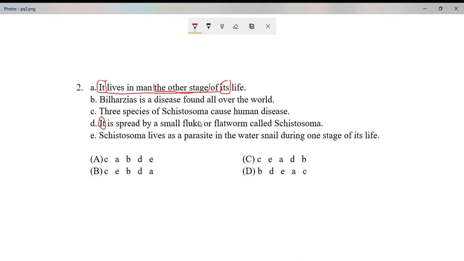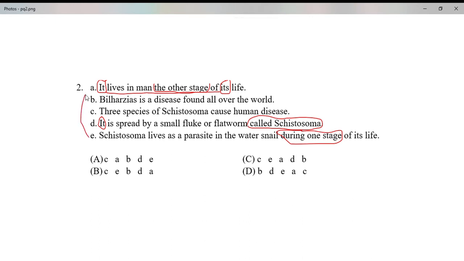It is spread by a small fluke or flatworm called schistosoma, right? I also know that this is a sentence that should introduce this concept, schistosoma, because it is just introducing, right, a flatworm called schistosoma, and then the other two sentences, you'll see E in a second, about schistosoma have to follow D. So schistosoma lives as a parasite in the water during one stage of its life. So I remember reading something about stage, right? Over here, the other stage. So during one stage of its life, right, should come right before that sentence.